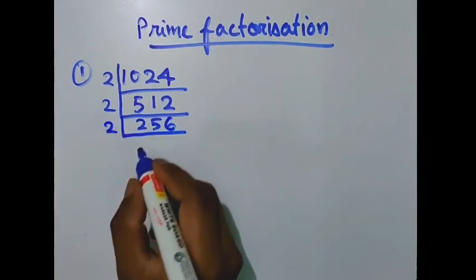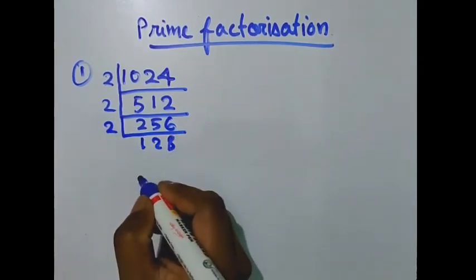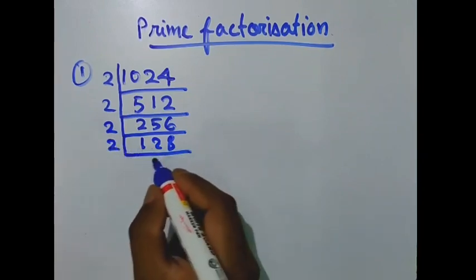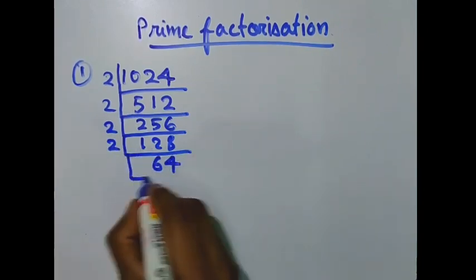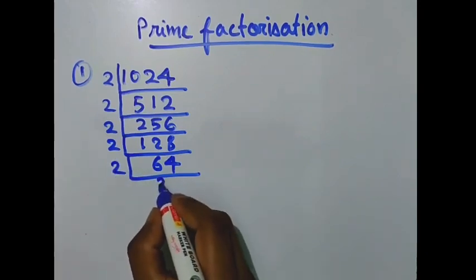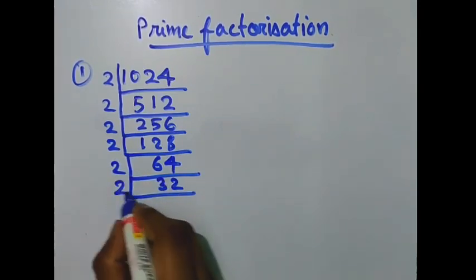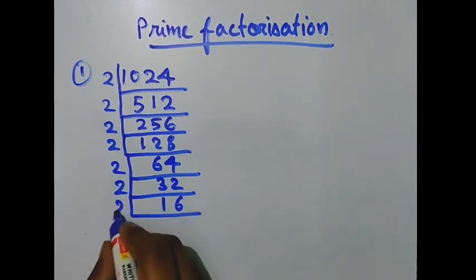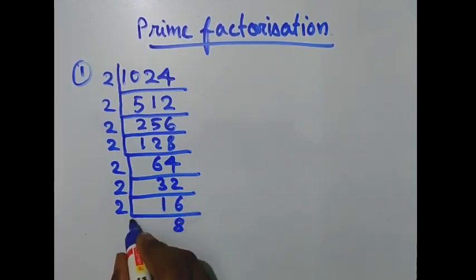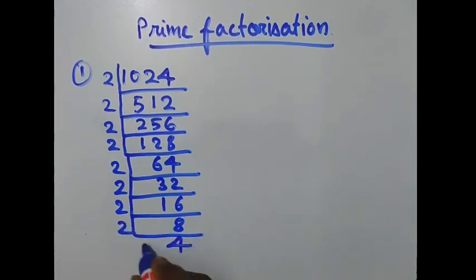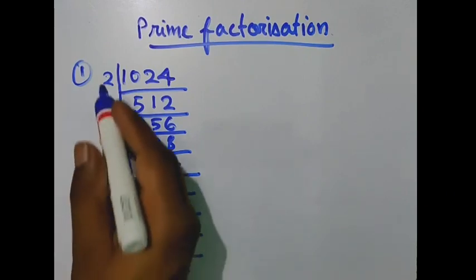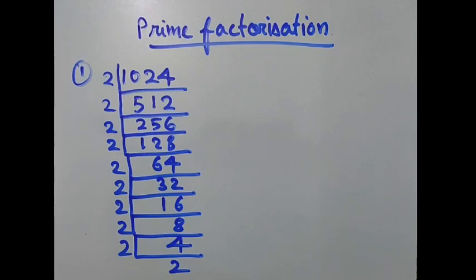Similarly, 2 128s are 256, then 2 64s are 128, then 2 32s are 64, 2 16s are 32, then 2 8s are 16, 2 4s are 8, 2 2s are 4. So finally we have got all the prime factors of 1024. Now how using these prime factors will we be able to find the square root of this number?